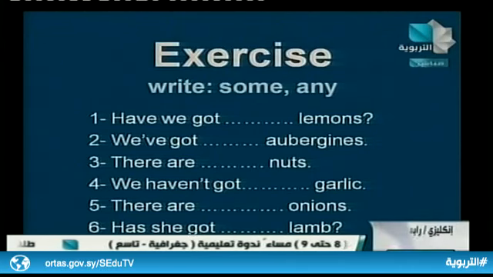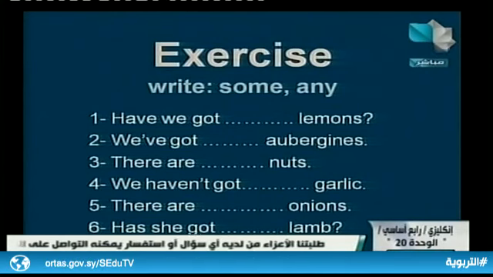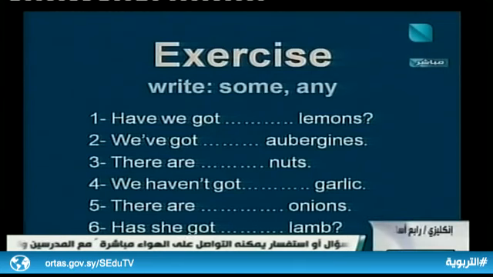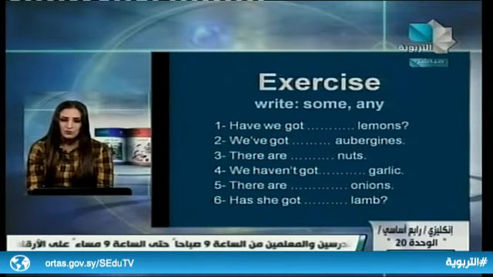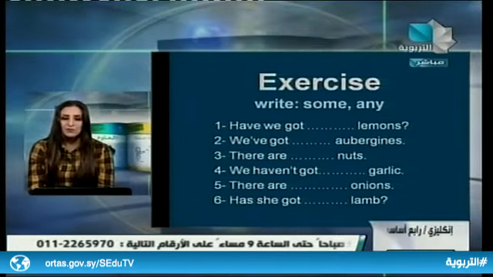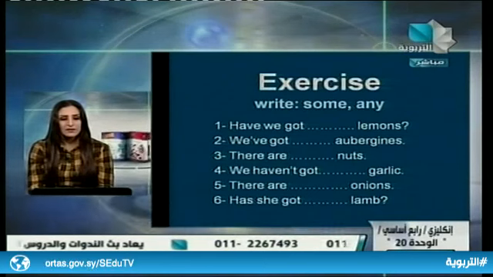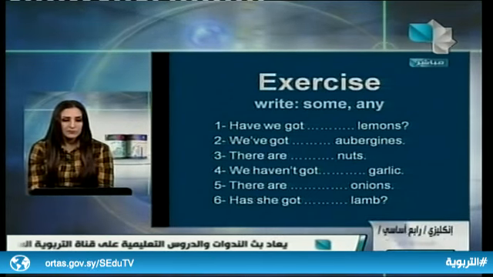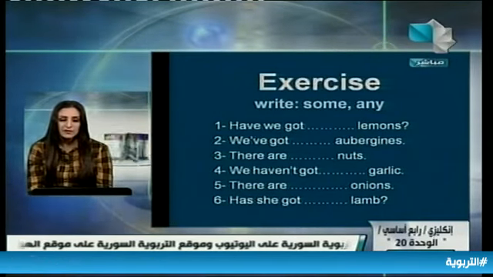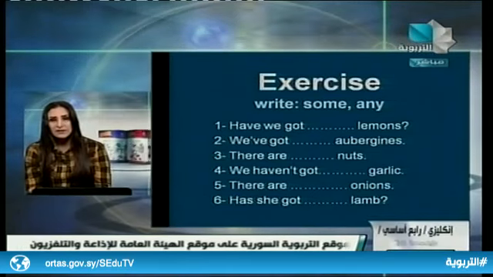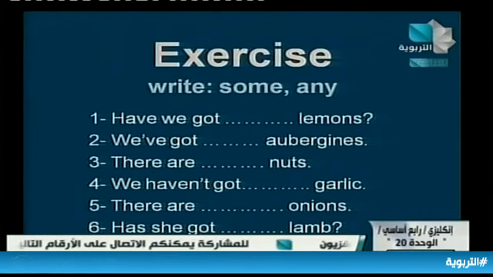Write some or any. Look here, my students, we have to choose what's the correct answer, some or any. Have we got any or some lemons? Look here, it's a question, so we must use any. We've got some or any aubergines. What's the correct answer? The correct answer here is some, because it's a positive sentence. There are nuts. What's the correct answer here? It's a positive sentence. The correct answer is some. 4. We haven't got some or any.